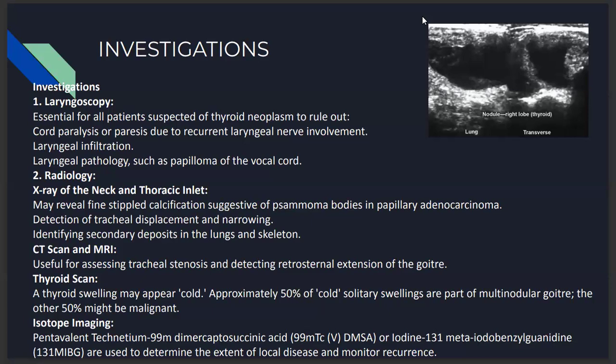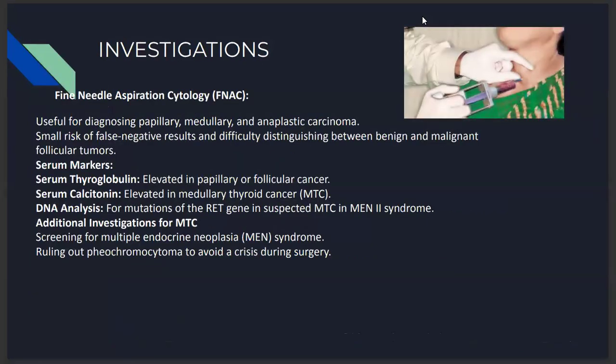Isotope imaging: pentavalent technetium dimercaptosuccinic acid, or iodine-131 methyl iodobenzyl guanidine, are used to determine the extent of local disease and monitor recurrence. Fine needle aspiration cytology is used for diagnosing papillary, medullary, and anaplastic carcinoma. There is a small risk of false negative results and difficulty distinguishing between benign and malignant follicular tumors.